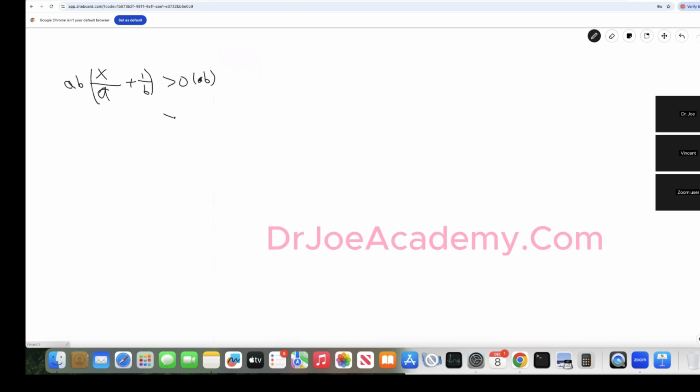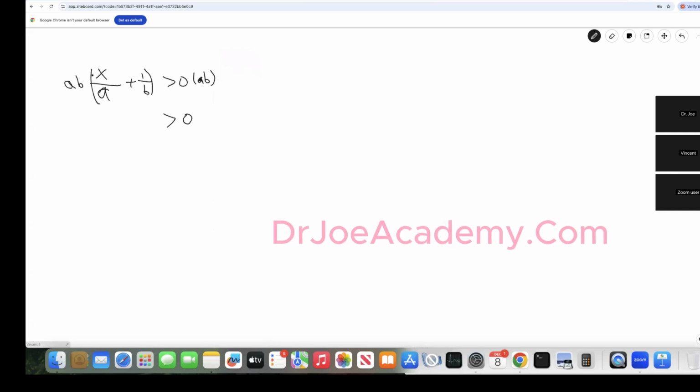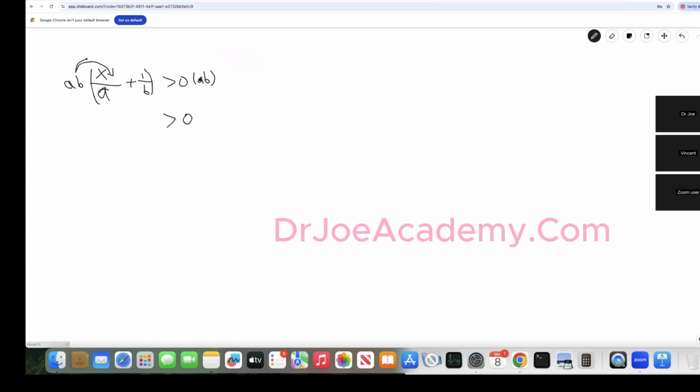And then therefore the right-hand side is going to simplify to what? Simplified to 0. Yeah, it simplifies to 0, because anything times 0 is 0. And then the left-hand side, we're going to distribute the AB.